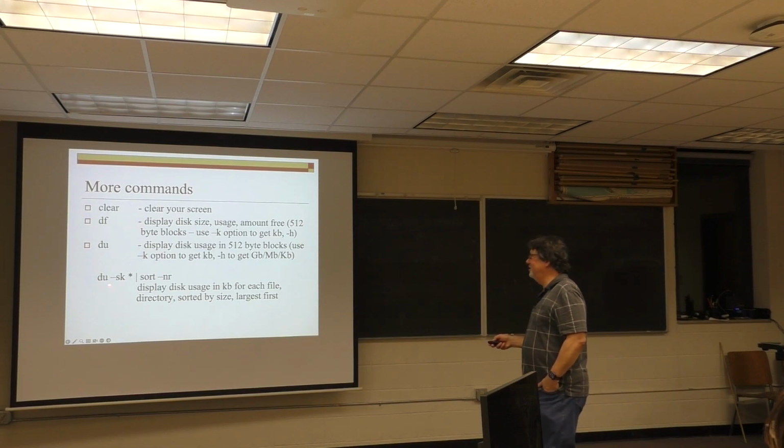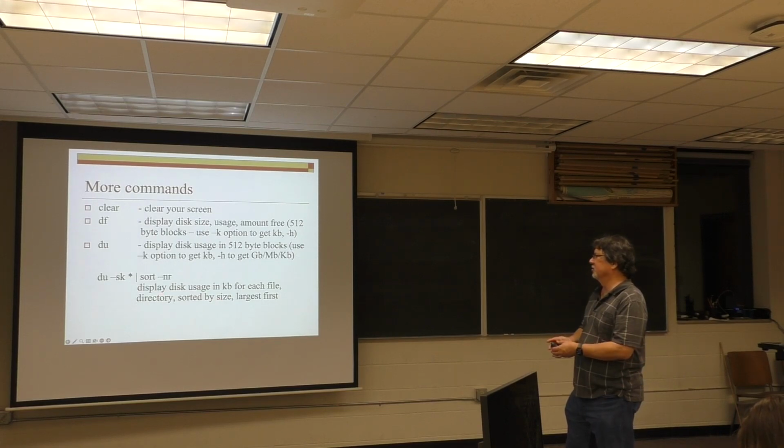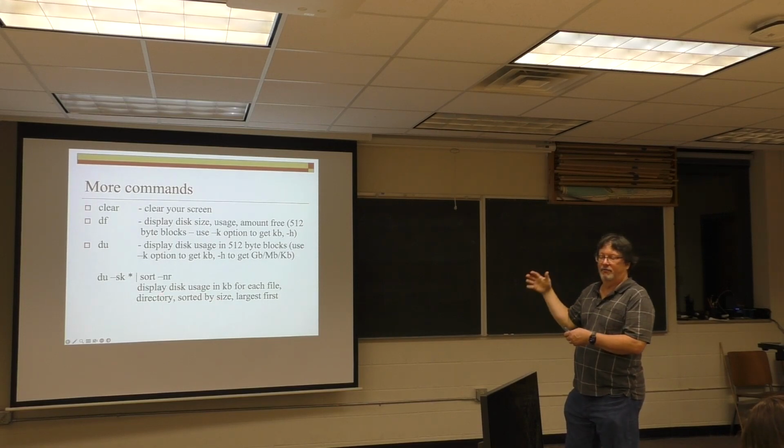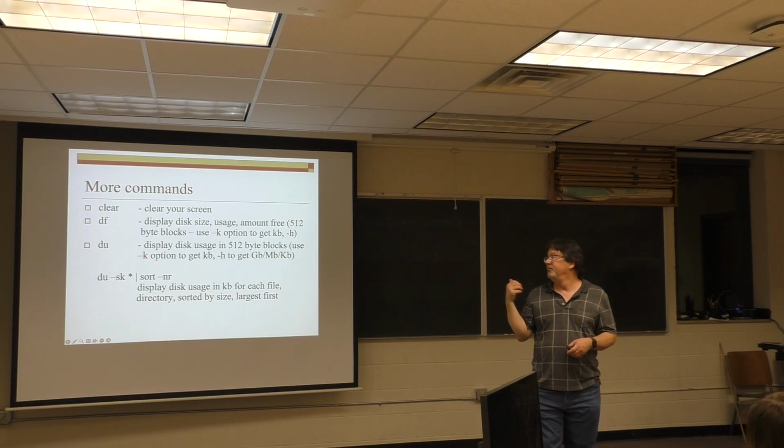Yeah, so if you do du -sk * and then pipe it into sort -nr, that's going to show you disk usage in kilobytes for each file and directory sorted by size with the largest first. So the biggest ones will be on top. If somebody comes to you and says, hey, you're using too much disk space, you've got to delete stuff, this way you can find out how much space it's using.